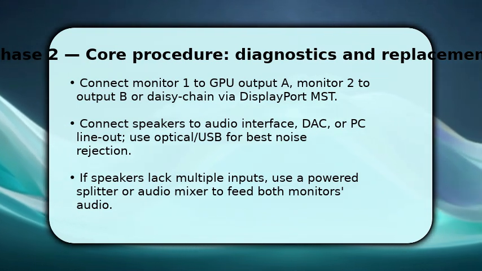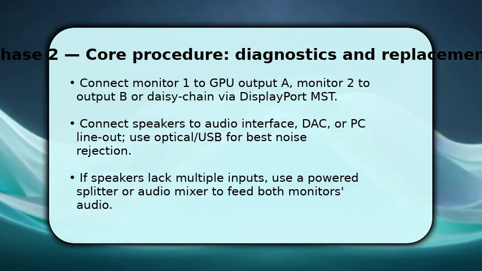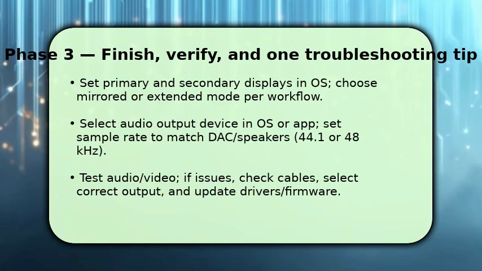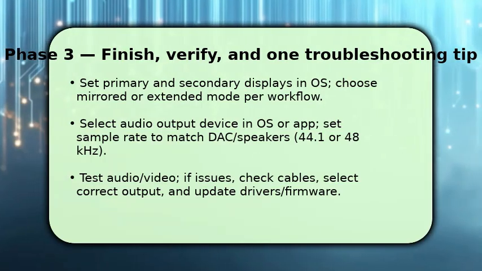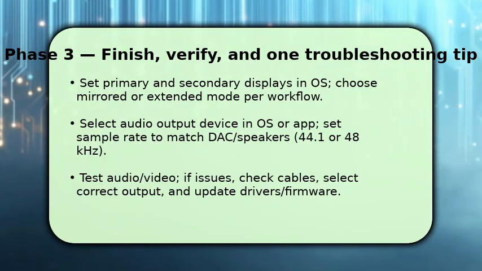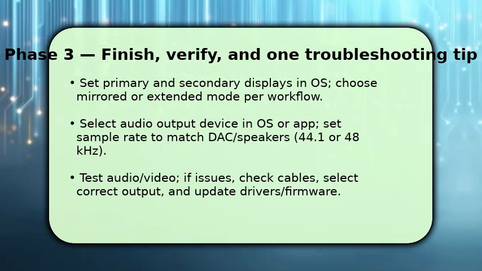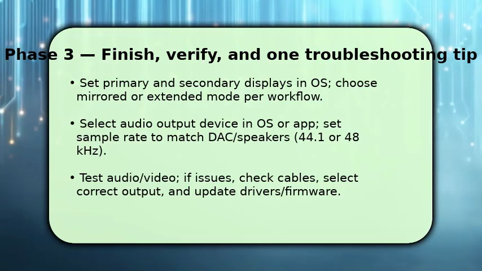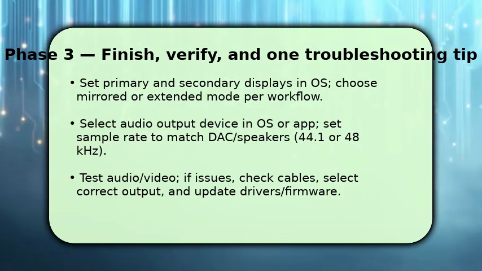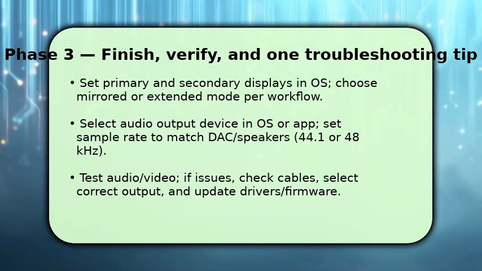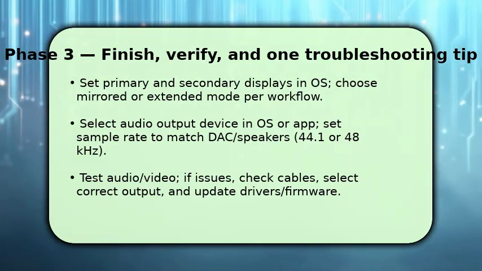Once done, turn on devices and open sound settings. You finish by configuring both systems so they act together. In your operating system, set display arrangement and pick the audio output device tied to your DAC or speakers. Make sure sample rate matches speaker capabilities, typically 44.1 or 48 kHz. Adjust volumes slowly and test with a dialogue-heavy track, then a bass track to confirm range.